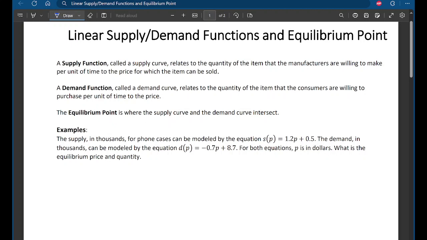So let's look at a couple examples dealing with this stuff here. The supply in thousands for phone cases can be modeled by the equation S of P equals 1.2P plus 0.5. The demand in thousands can be modeled by the equation D of P equals negative 0.7P plus 8.7. For both equations, P is in dollars. What is the equilibrium price and quantity?